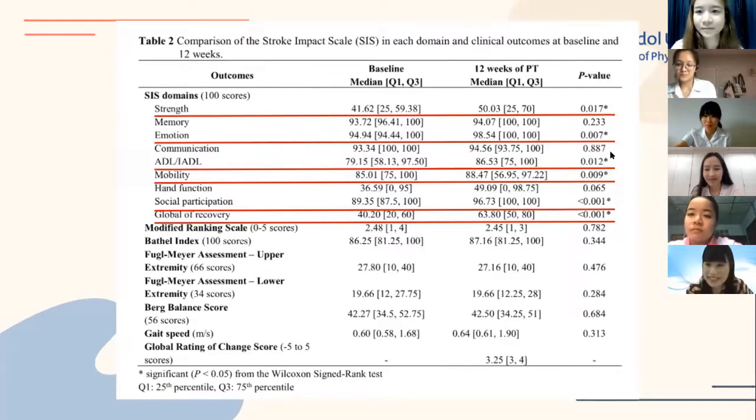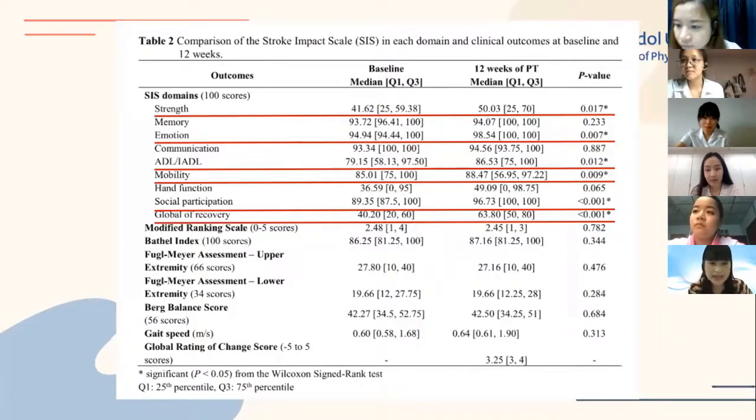Okay, I will answer, and in the chat also. The SIS domain is answered by the participant, and GROC is answered by the participant, and all the other measurements are measured by the physiotherapist. So there may be a confounding factor between the self-assessment and the other assessments, and we found they did not improve in the same way. Then we think the GROC needs to be combined with another test. It can't be only one test used to measure the patient.